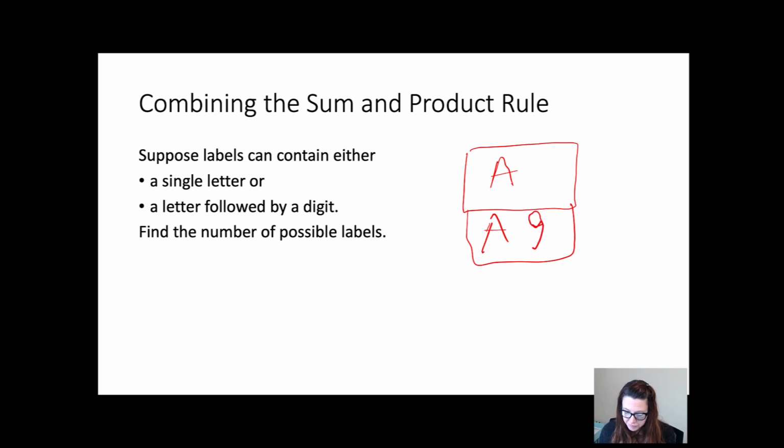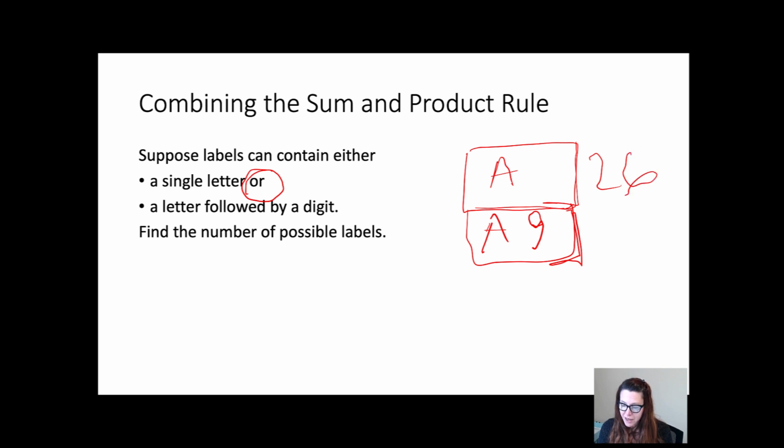That's a 9. Okay. If I ask you to find the number of possible labels, either it's going to be a single letter, which I can count. And this is different than if it's a letter and a number. They don't overlap. So how many ways can I choose a letter? Yeah, 26, that was fast.